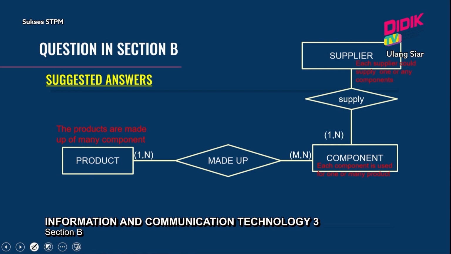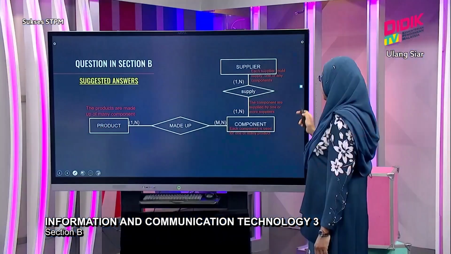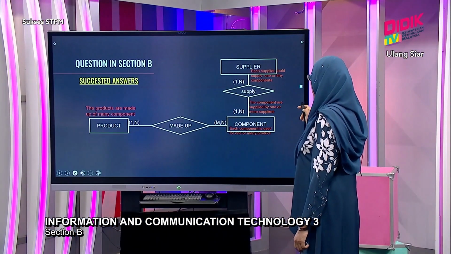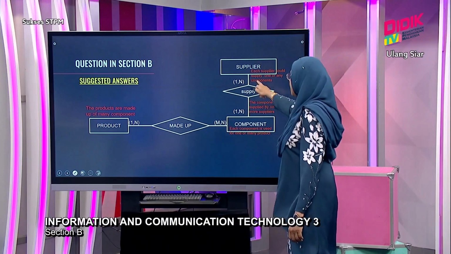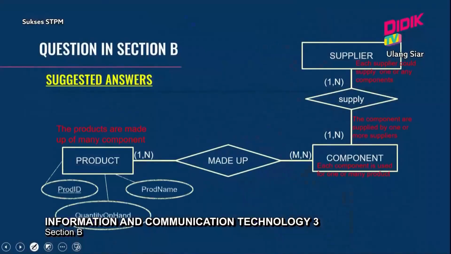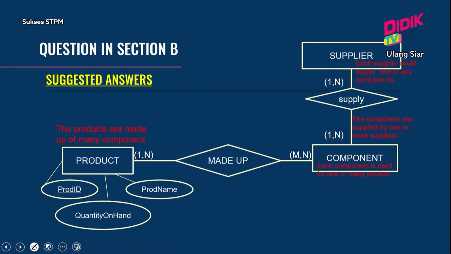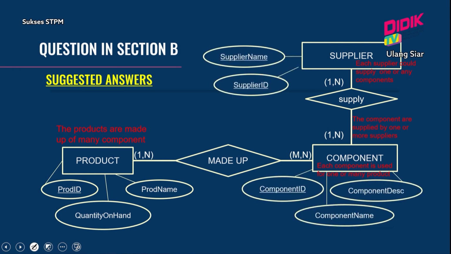So each supplier could supply only one or any component, many, and then the component are supplied by one or more suppliers. So the cardinality will be like this, and then finally, then only you write the attributes, so that it won't be messy. Okay, so this is the suggested answer.